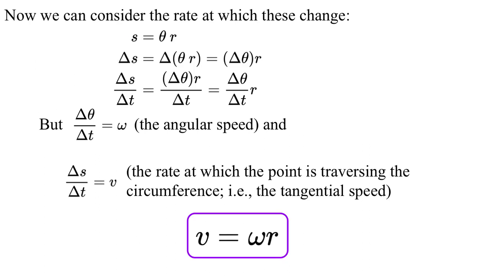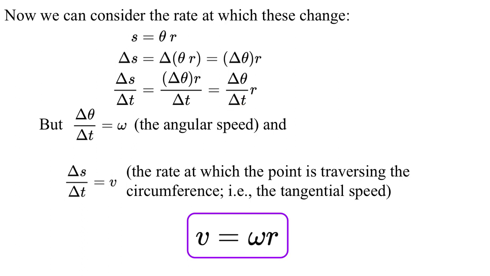Now we can consider the rate at which these quantities change. So we start again with s equals theta r. Then the change in s is obviously the change in theta r, but it's moving on a circle, so the radius is a constant. We can bring it outside: the change in the angle times the radius, because the radius hasn't changed. And then we divide that by some time over which that motion occurs, and we can say that delta s over delta t is delta theta times r over delta t, which is, of course, just breaking this fraction up differently, delta theta over delta t times r.